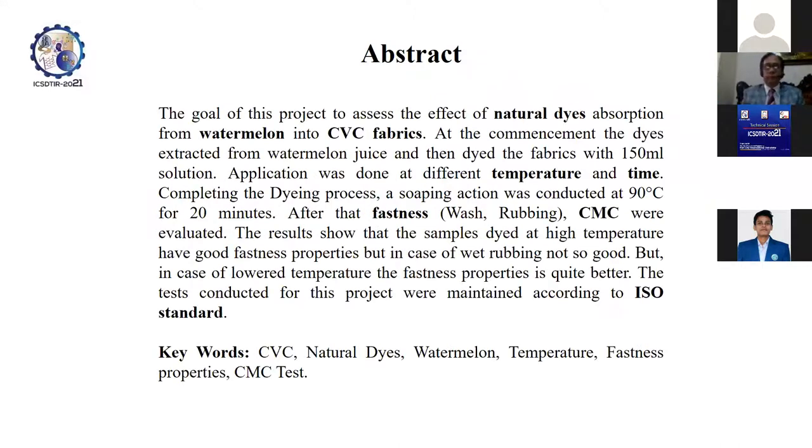The goal of this project is to assess the effect of natural dye absorption from watermelon into CVC fabrics. At the commencement, the dye was extracted from watermelon juice and then the fabrics were dyed with a 150 ml solution. Application was done at different temperatures and times. After completing the dyeing process, a soaping action was conducted at 90 degrees Celsius for 20 minutes. After that, fastness properties were evaluated.